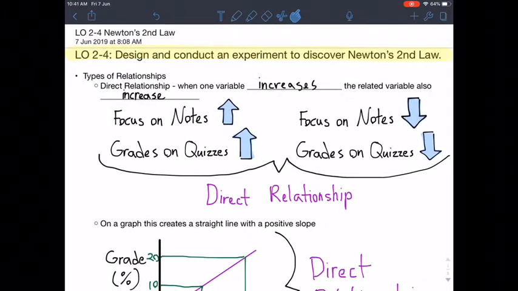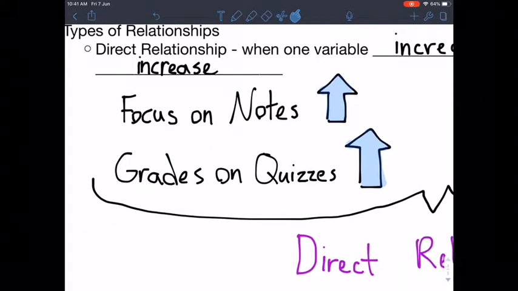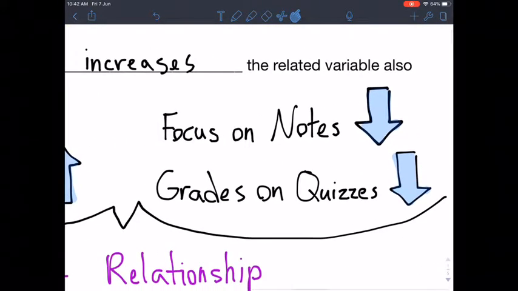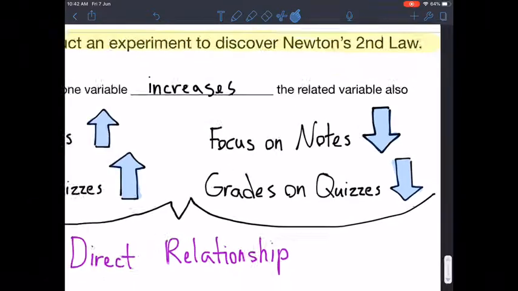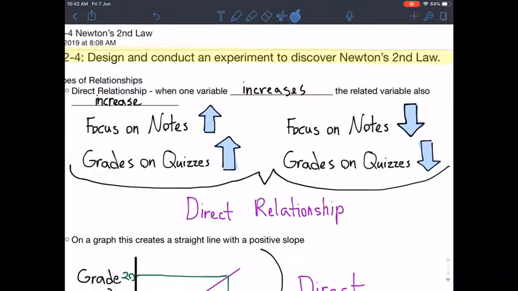And so here's an example of a direct relationship. Your focus on these notes and your grades on the quizzes that follow. So if you focus very carefully on your notes, if that is high, then the grade on the quiz should also be high and it should go up. On the other hand, if your focus on the notes goes down, your grades on the quizzes should also go down. That is an example of a direct relationship.